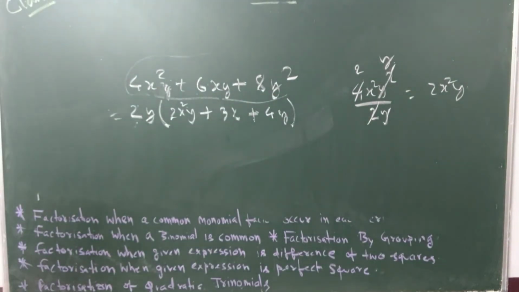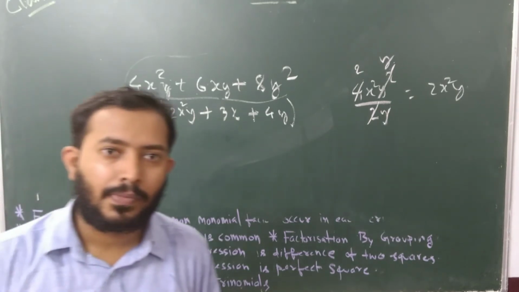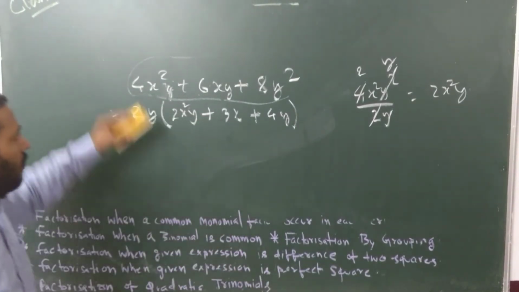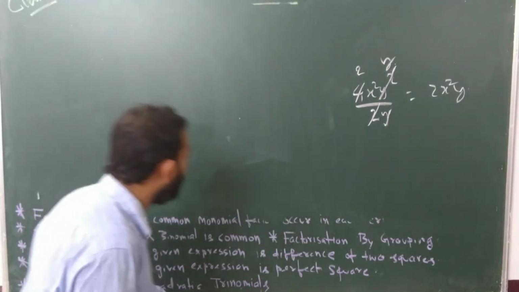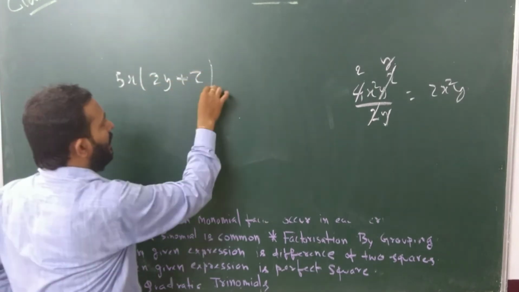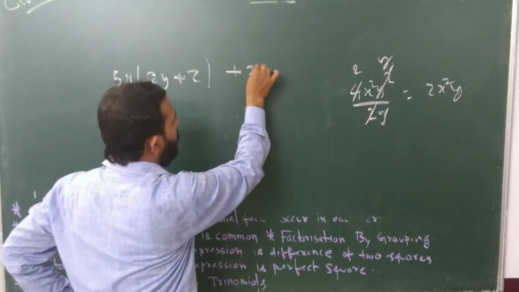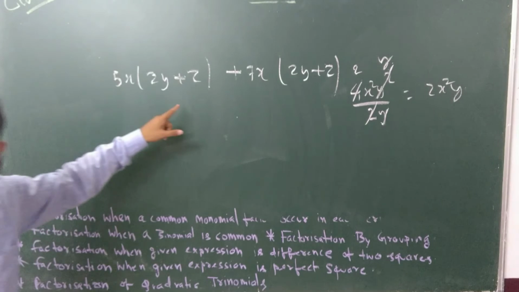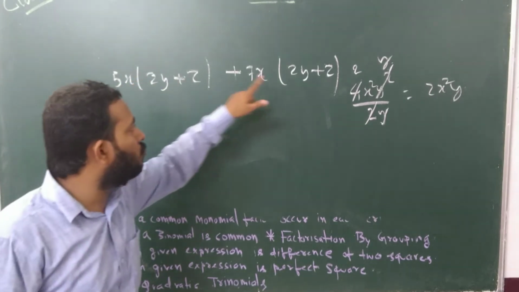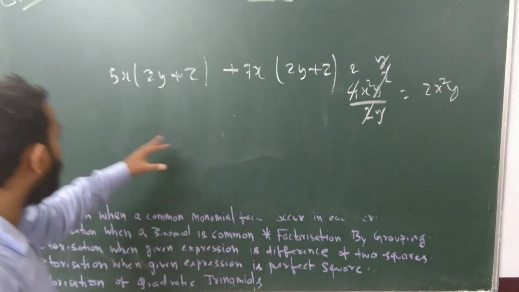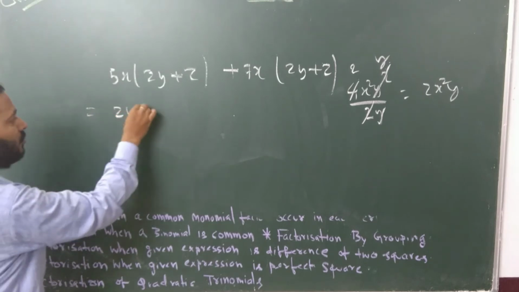Now you may get different problems where factorization is done when a binomial is common. जब आपको binomial common मिलेंगे, let's see what type of question it would be. So here it may be like this, like if I take 5x (2y plus j), and another will be plus 7x (2y plus j). So if you look at this one, you can see that 2y plus j and 2y plus j is common in both the expressions. So here we will take our common binomial, 2y plus j, outside.